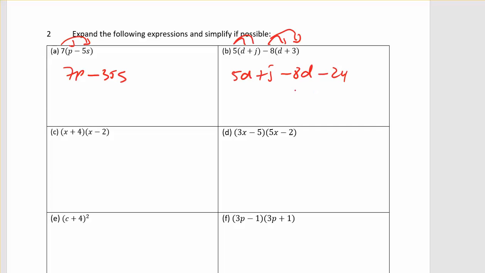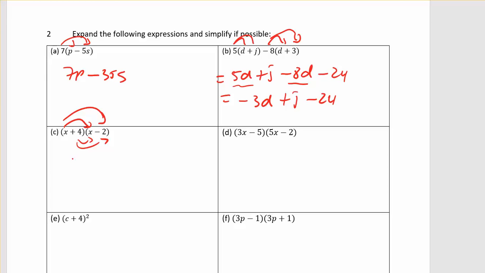Now, the d's are like terms, so I can combine them together. 5d minus 8d is minus 3d. We have a j left over and we have 24 left over. You cannot simplify that further. For this one, rainbow, so make sure you show your working.